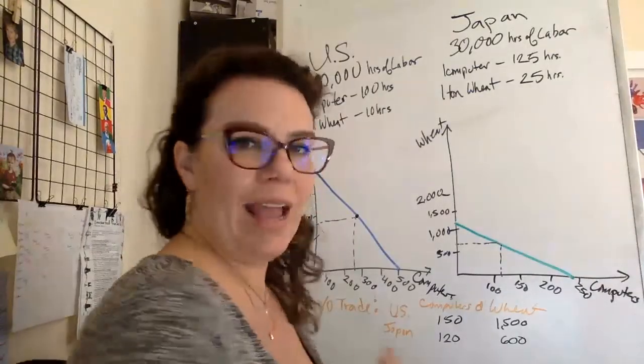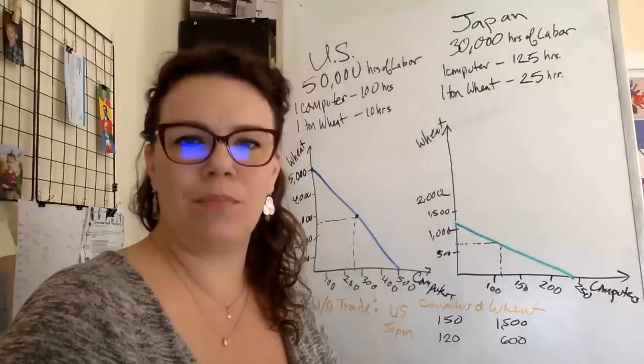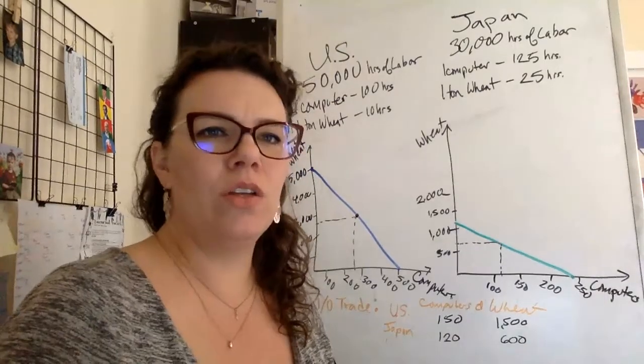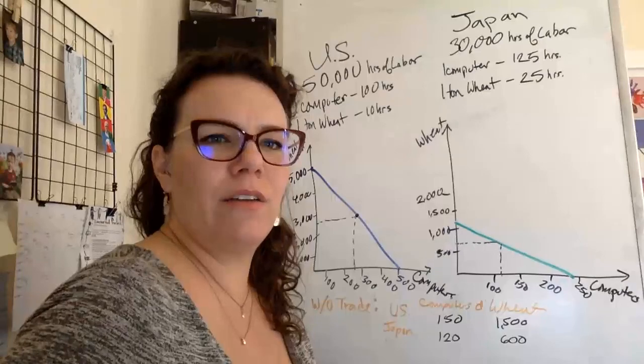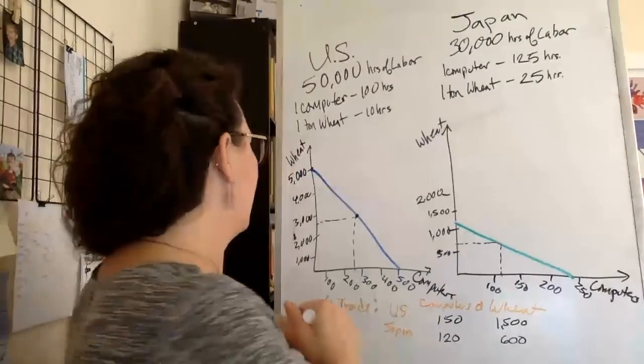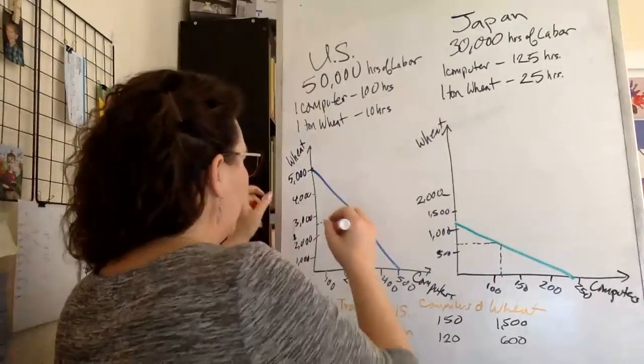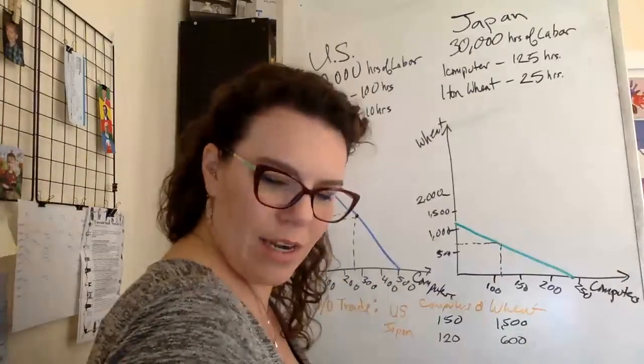This is a nice way to have it end up really cleanly and consistently. So we're going to have the U.S. focus on producing 3,400 tons of wheat. I'll go ahead and write that number in.